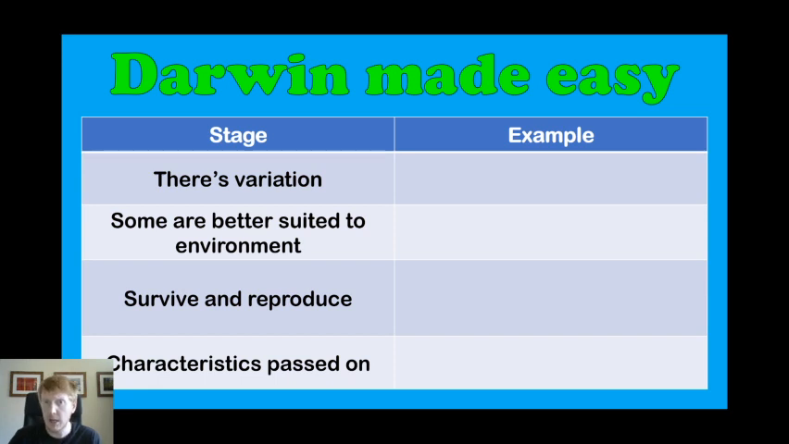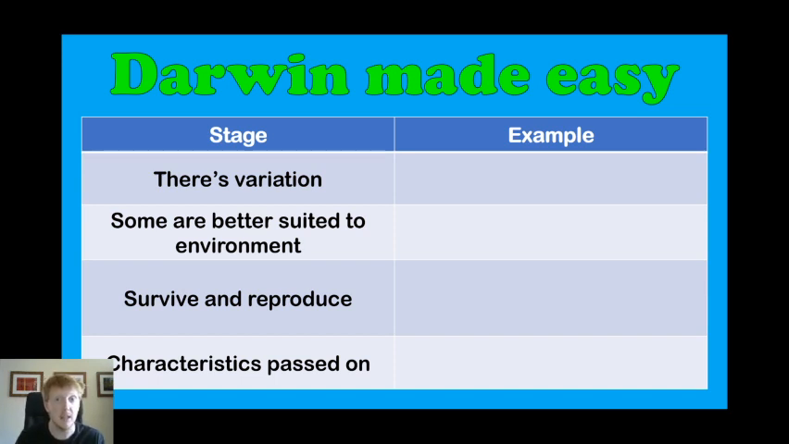So step 1, there's variation in a population. Step 2, some individuals are better suited to the environment than others. Step 3, these are the individuals that survive and reproduce. And step 4, therefore it's their genes or characteristics that get passed on. Those 4 steps are what you need to do for natural selection in different contexts.